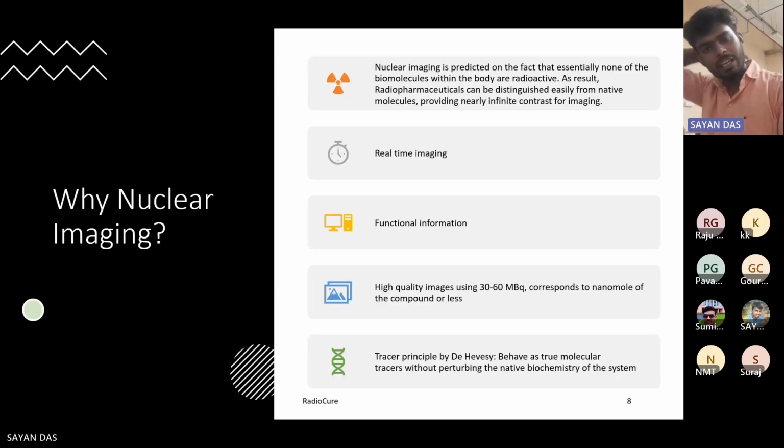What is nuclear imaging? I have already told you what is nuclear imaging. Nuclear imaging is predicated on the fact that essentially none of the biomolecules in our body are radioactive. So in our body, no one is radioactive. So whenever we are injecting some radioactive element with some targeting molecule to some specific binder, then that radioactive element can give us some imaging information with almost infinite contrast.